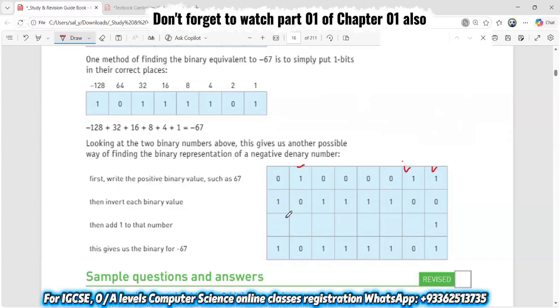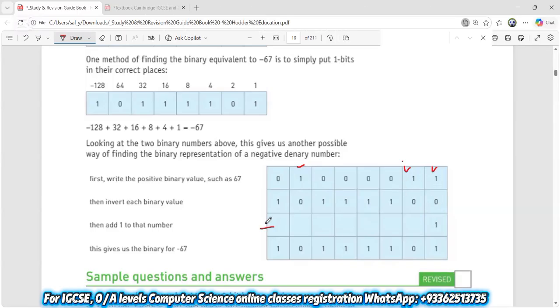Then you will flip the bits. Flip the bits means all the zeros become 1 and all the ones become 0. Then you will add 1. And when you add 1, this is the simple addition process that we have learned. 0 plus 1 is 1, then 0, 1, 1, 1, 1, 0 and 1.